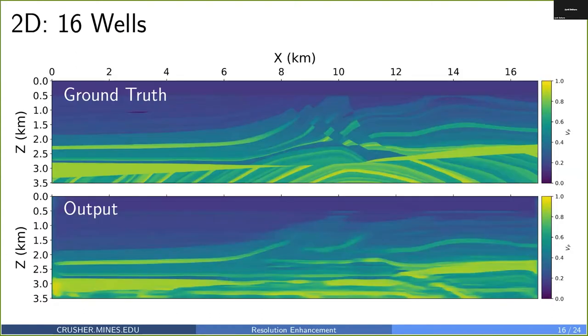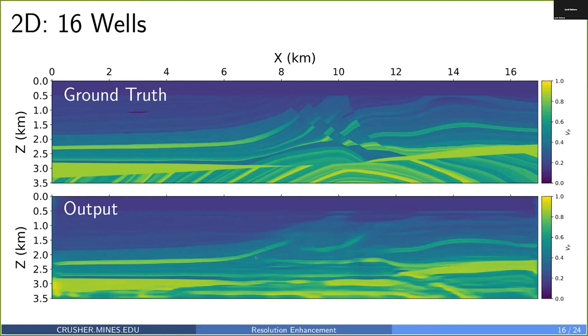Let us now look at some results from this multidimensional approach. Here are the results of using only 16 wells. Previously, we had seen that in the one-dimensional approach, using 16 wells did not yield any enhancement in resolution. But now we see that with the multidimensional approach, even with just 16 wells, the figure in the bottom shows that vertical resolution has been enhanced.